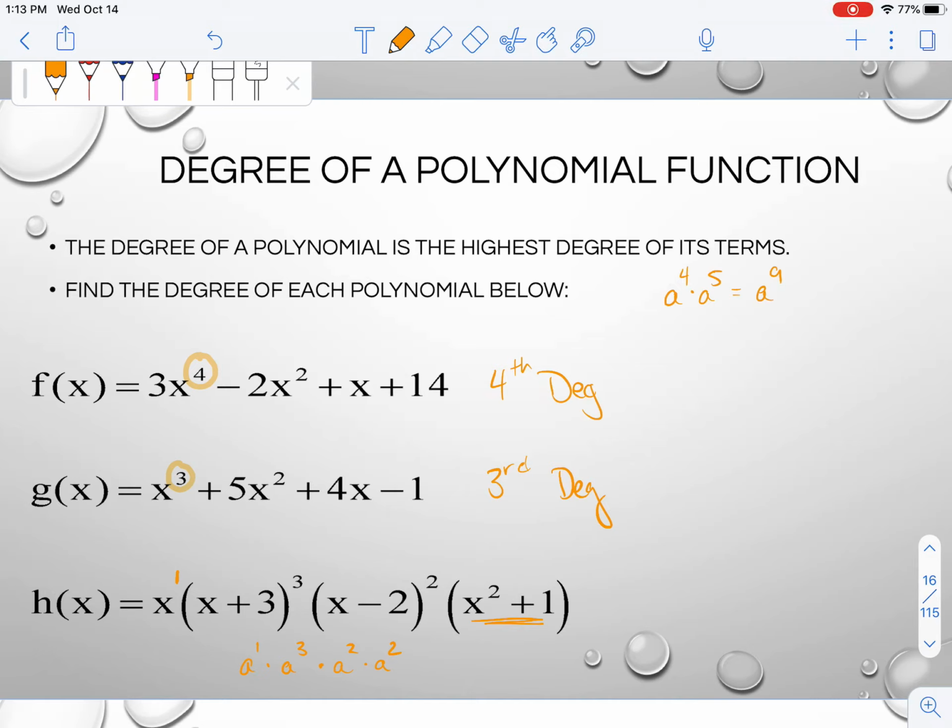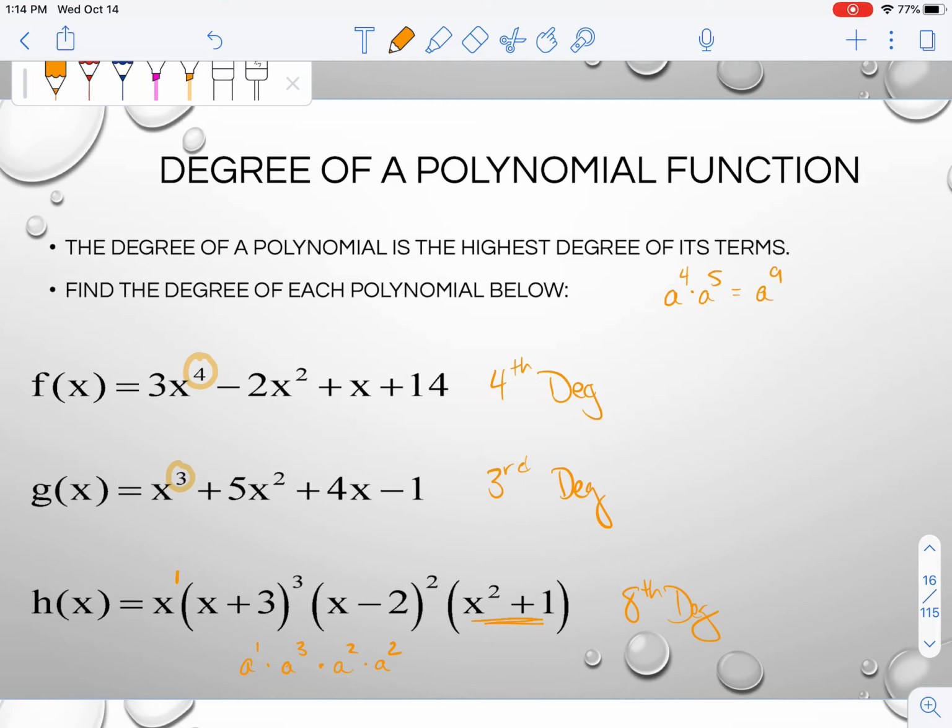And when I multiply them out, if you were to do this, this would take you quite a while. You're going to end up finding that in this case, our sum is going to be 8. This would be an 8th degree polynomial. So again, if you have something in standard form, we're looking for the highest exponent, all right? If we have something in a factored form, then I need to look at the product.